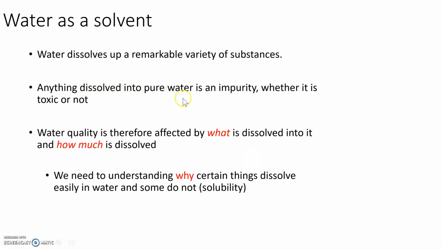Anything that is dissolved in water is considered an impurity, even if it's toxic or not. When we talk about water quality, we are looking at what is dissolved and how much is dissolved in water. So you might have a very small concentration of a substance dissolved in water, so that's the how much, and therefore the water is not toxic, but if you increase the amount, it can become toxic.